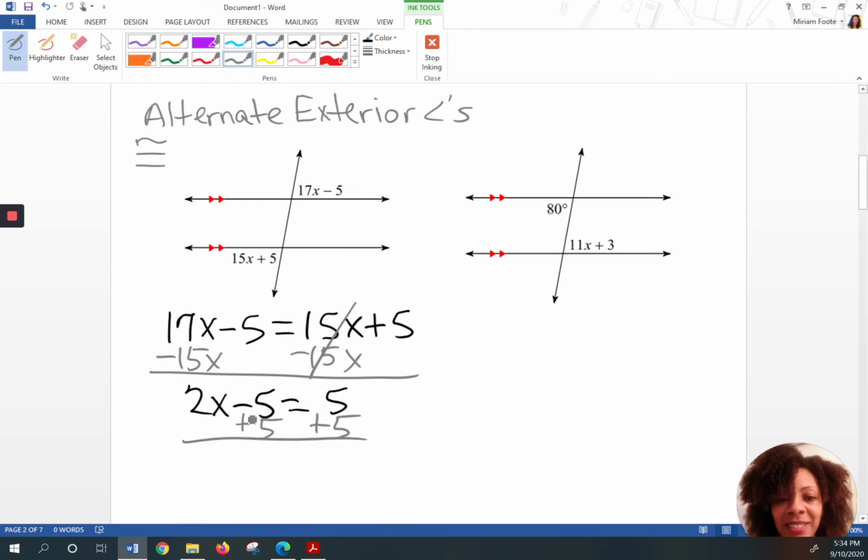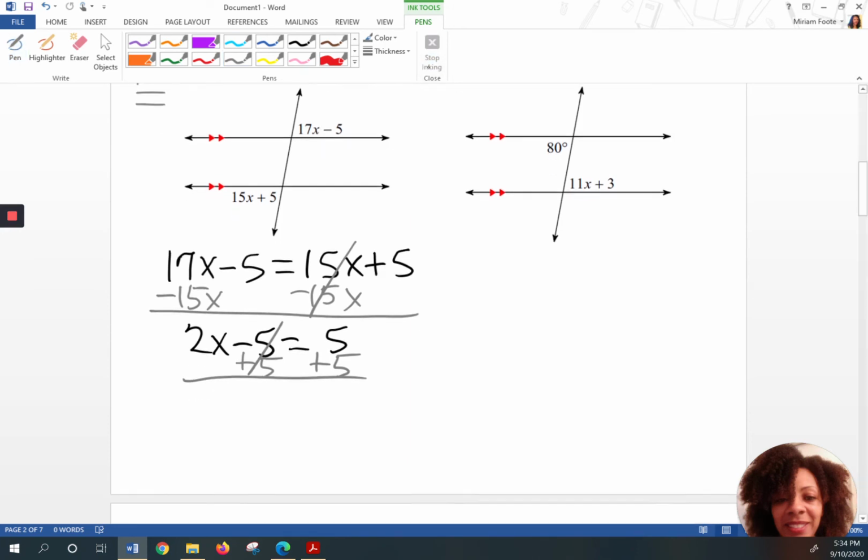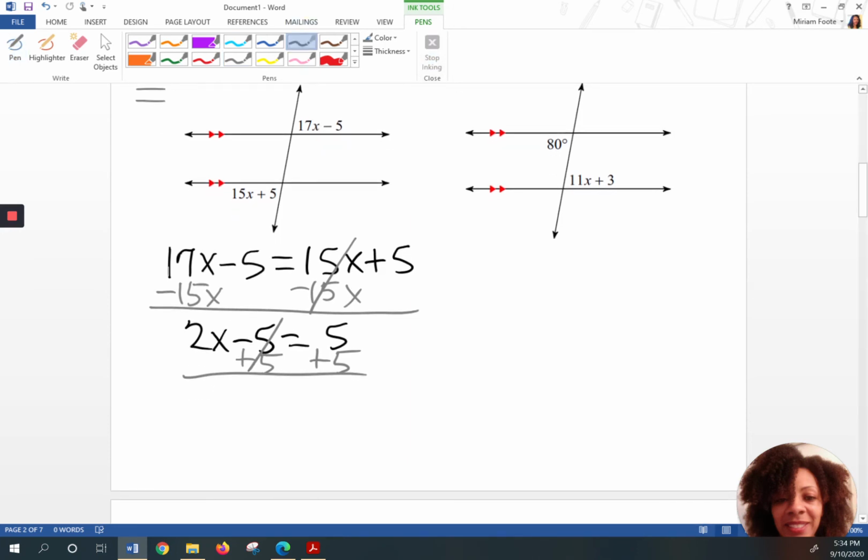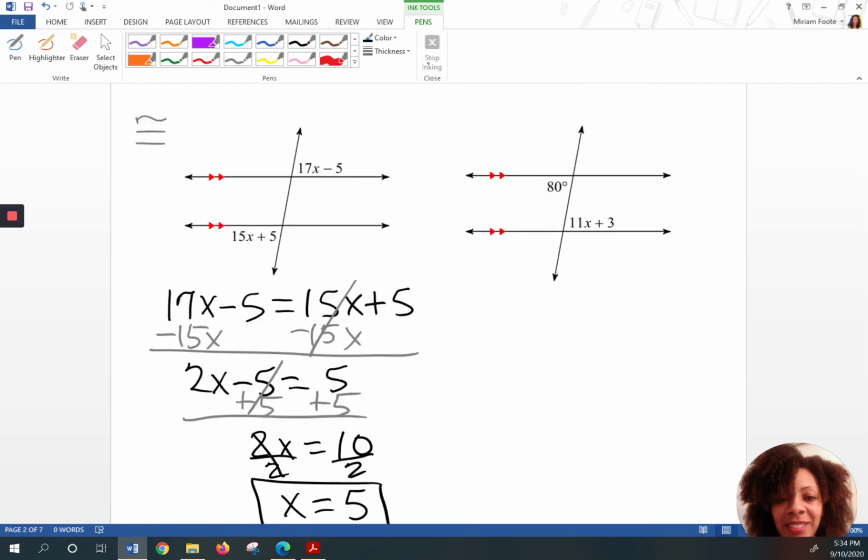I'm down to 2x is equal to 10. And once I divide both sides by 2, and I'm dividing by 2 because again I'm trying to get x by itself, x becomes 5. That's when it's alternate exterior.